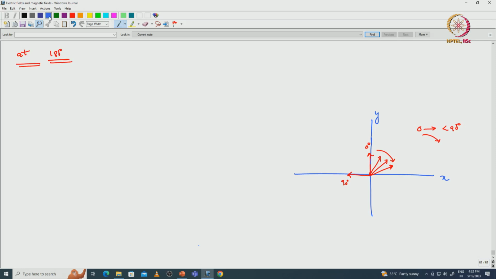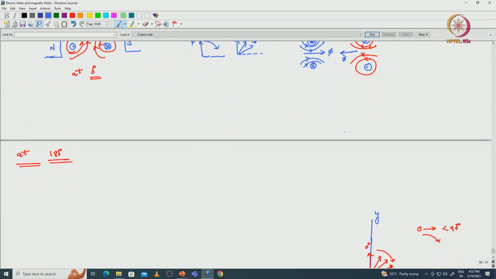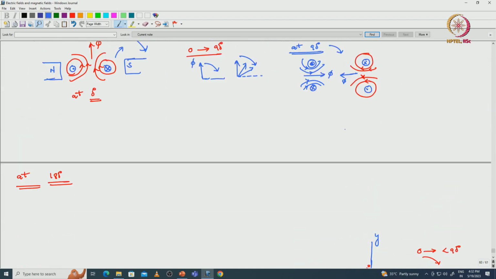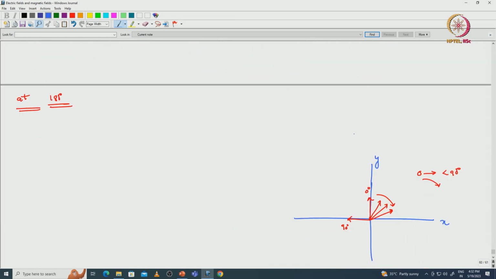At 180 degrees, what type of current is the conductor seeing? Negative current, it is in the same direction. The conductor will move by 90 degrees, right. If the displacement is 90 degrees from 90 to 180, then the conductor also rotated 90 degrees, that means in this manner. It is exactly the same as the 0 degree condition where the resultant flux is in this direction.